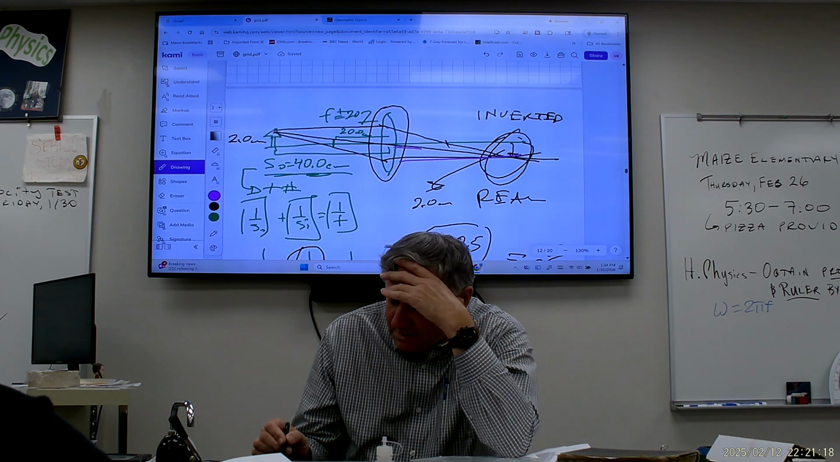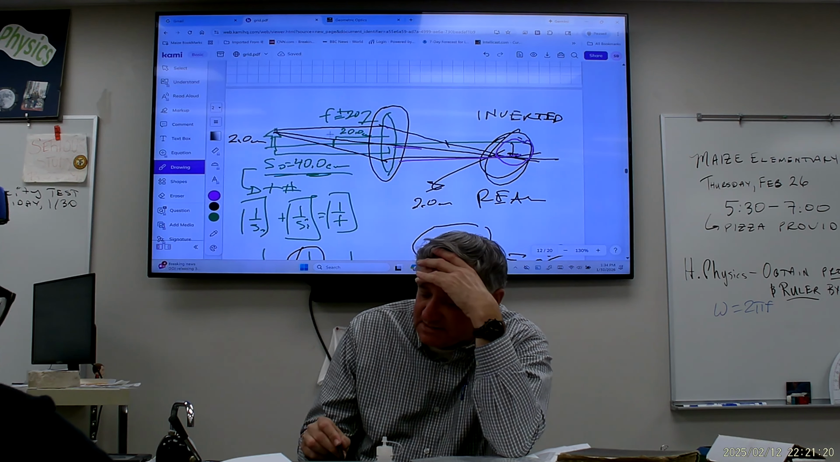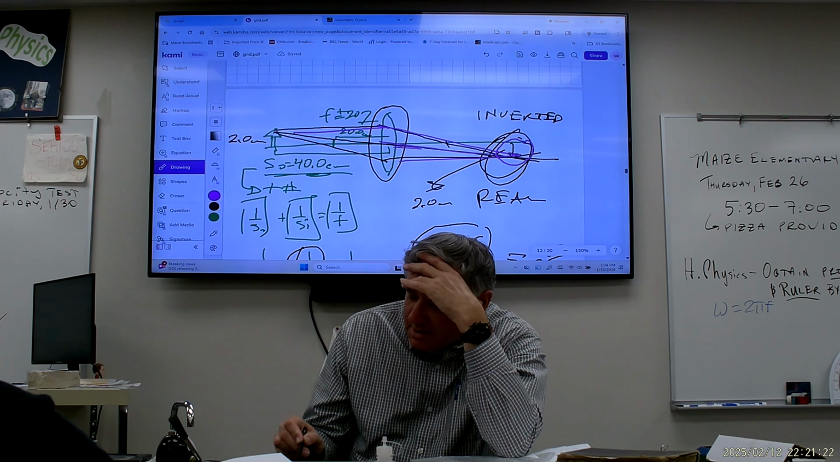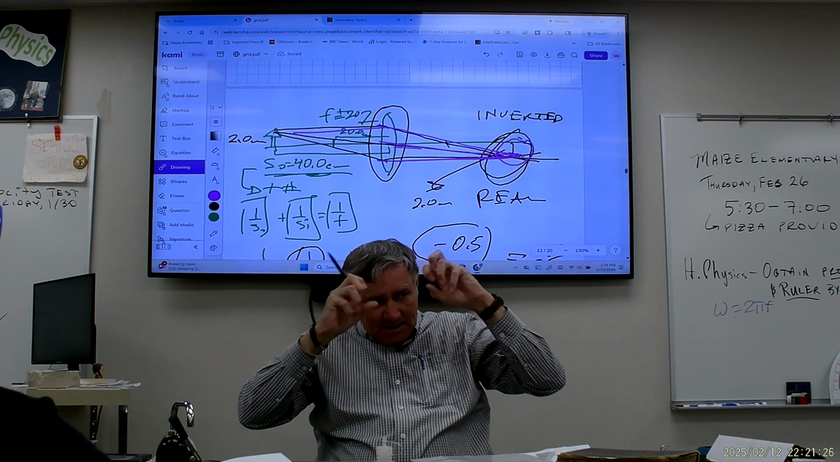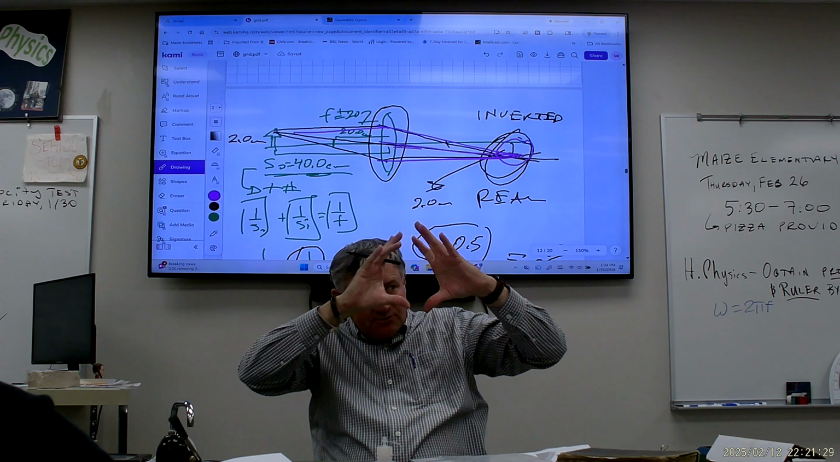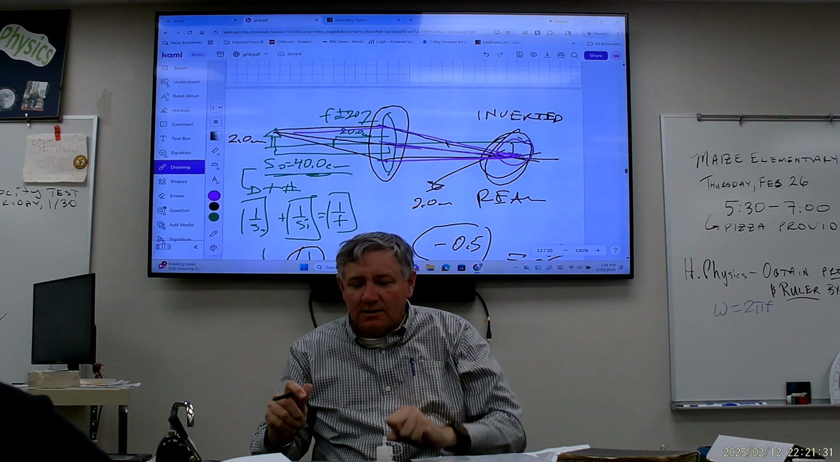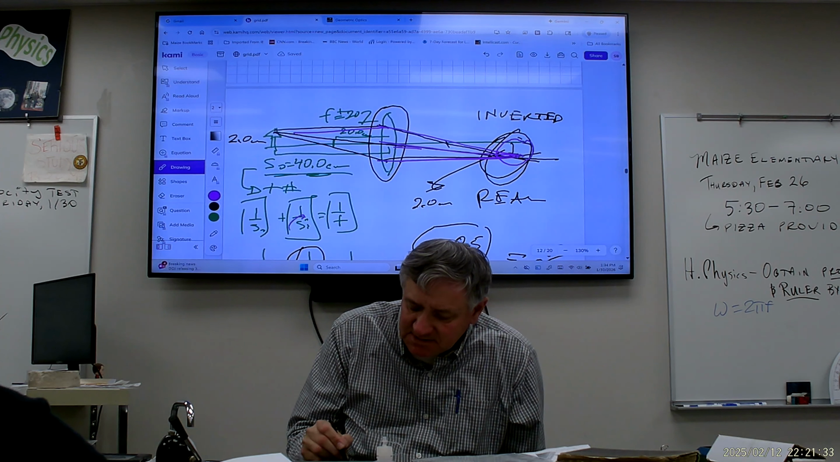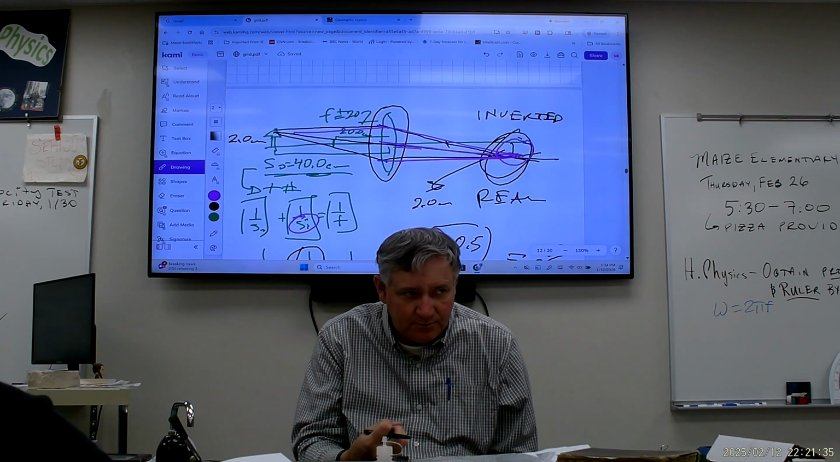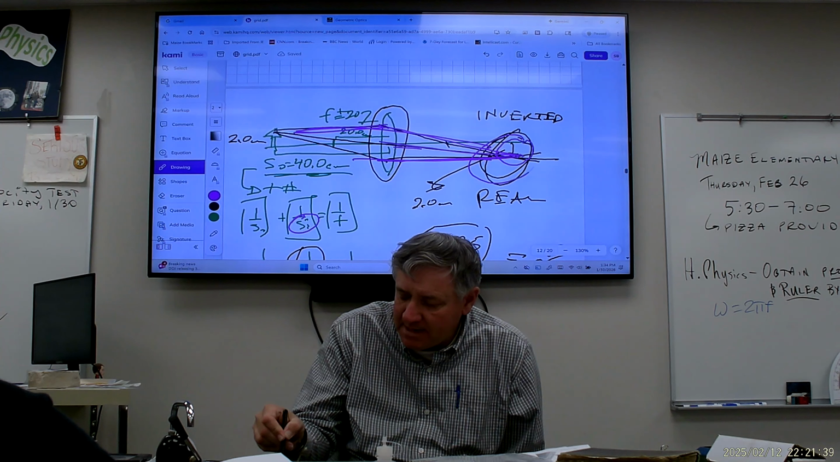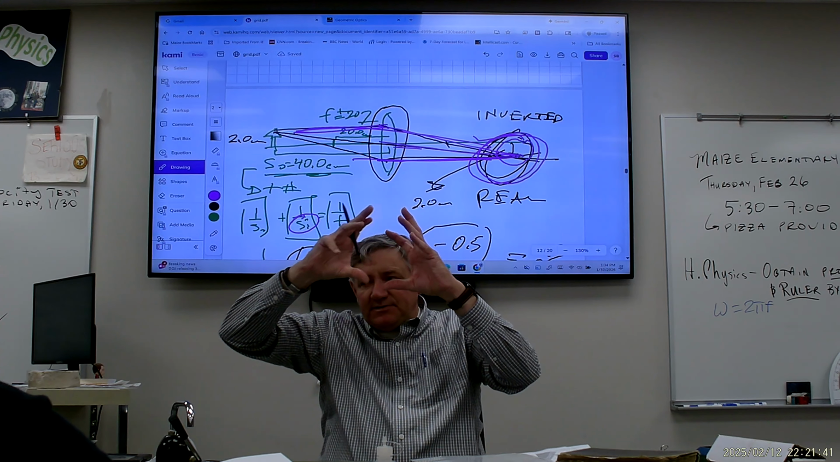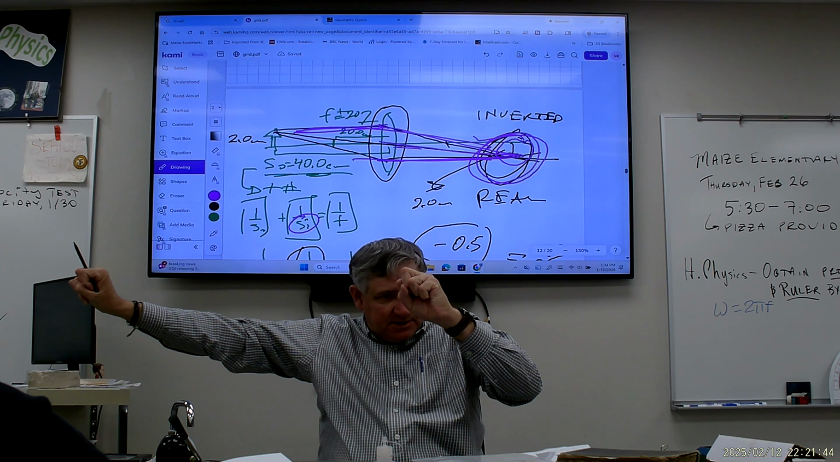But on this one, what you see is in the same direction that the light is traveling. Okay? So if that image is in the same direction that the light is traveling, your image distance will be a positive value. So this light's coming in like this, and I'm making that image there. That's in the same direction that the light is going.